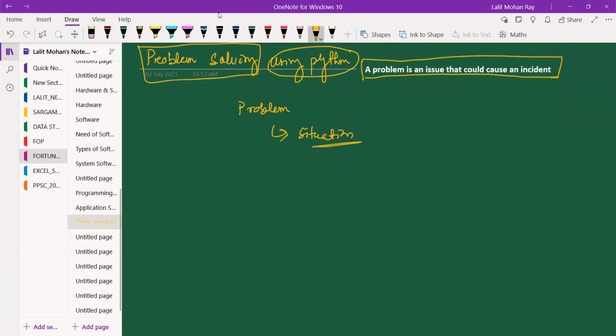Then how can we find the solution of a given problem? Don't take it as a negative thought. Problem is not a negative thought. It is any question also. It is any situation. It is any issue which can require a solution. So if a problem, there is a solution. We have to find what are the methods for problem solving. What are the methods for problem solving?